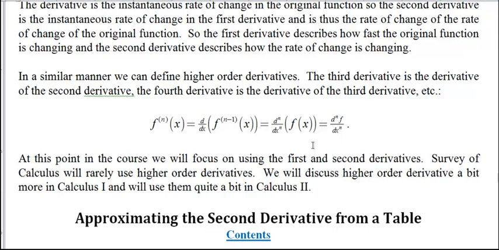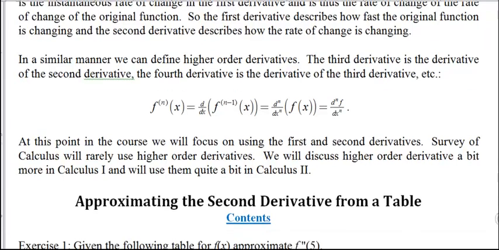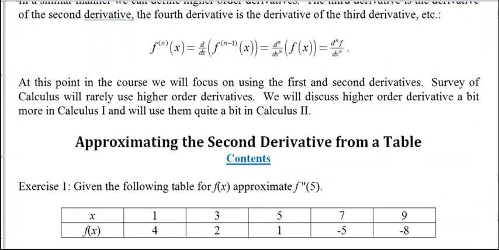At this point in the course we're going to focus on using first and second derivatives. In survey of calculus we will probably not go much higher than that, maybe none or very rarely. But in Calculus 2, we'll do a lot with higher order derivatives, and we may use them a little bit in Cal 1. But we'll use the first and second derivative quite a bit. So let's go on now to talk about how we could take a second derivative and approximate it from a table. Let's think about this a minute. How could we go about approximating f double prime from a table?